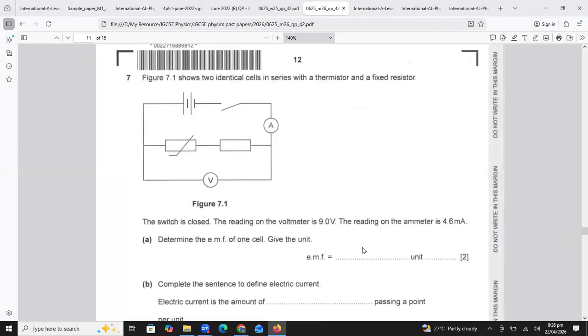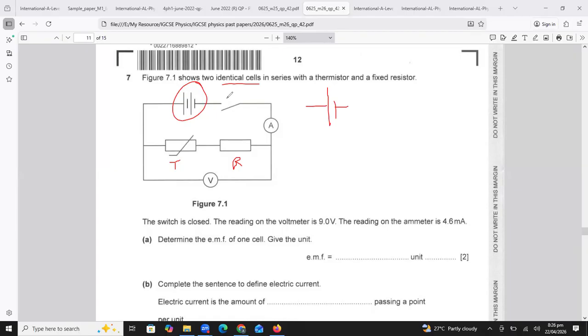Question number 7. In question number 7, they are saying figure 7.1 shows two identical cells in series with a thermistor and a fixed resistor. You can see one symbol of a cell is like this. These are the two identical cells. Identical cells means each cell has the same EMF. And they are connected with a thermistor and a fixed resistor. This is the thermistor and this is a fixed resistor. These two components are connected in series with the battery. Battery means two identical cells.